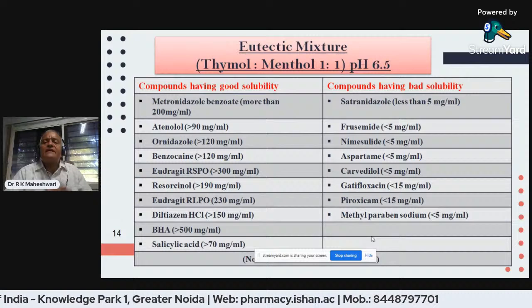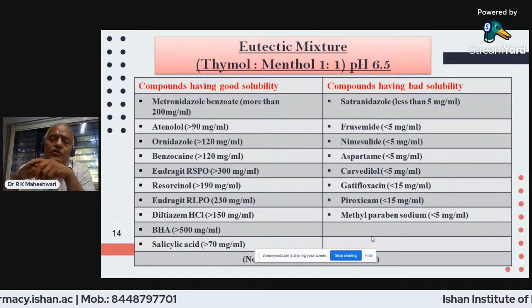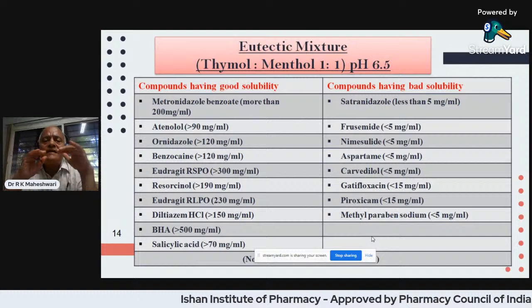Now what is the reason for this good solubility? The reason is the same. The molecules of thymol and menthol are available in liquid state for hydrogen bonding and weak van der Waals forces with the molecules of metronidazole benzoate.